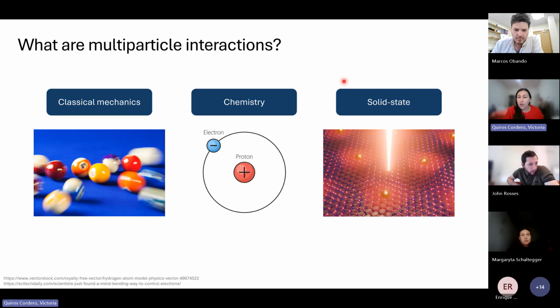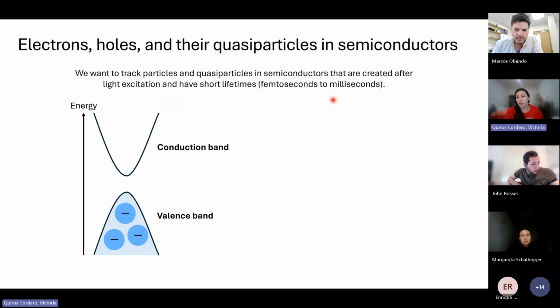My research actually falls within the realm of solid state, not in metals, but specifically in semiconductors. What we do is track particles and quasi-particles in semiconductors that are created after light excitation and have very short lifetimes, within the range of femtoseconds to milliseconds. This is what the energy landscape of a semiconductor looks like before you excite it with a pulse of light and promote one electron from the valence band to the conduction band. When you do that, you leave a positively charged hole behind. So these are the two particles we have in semiconductors, electrons and holes.